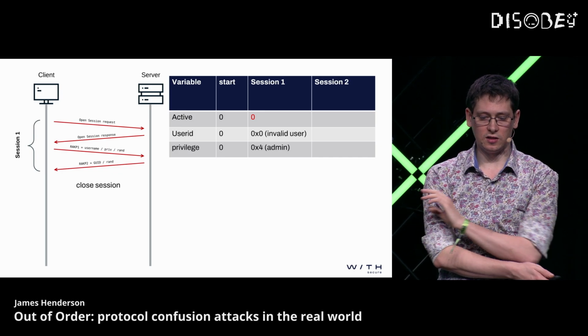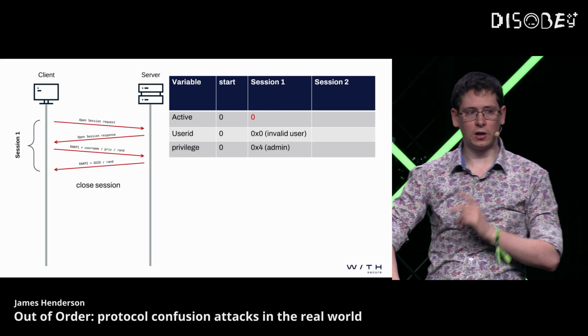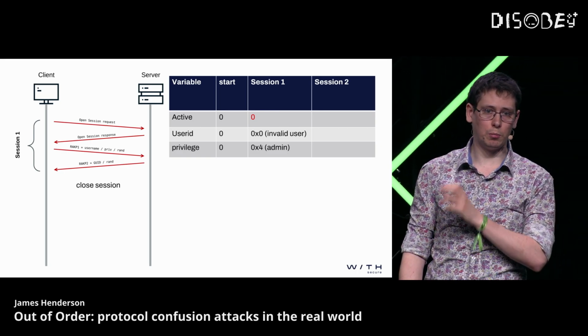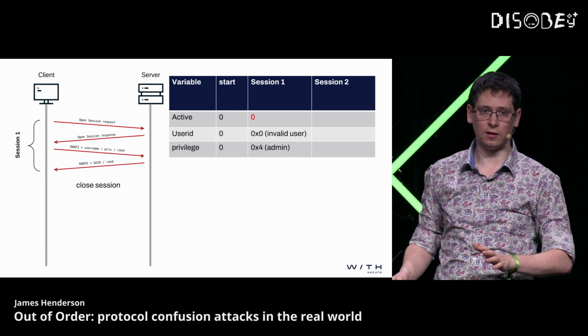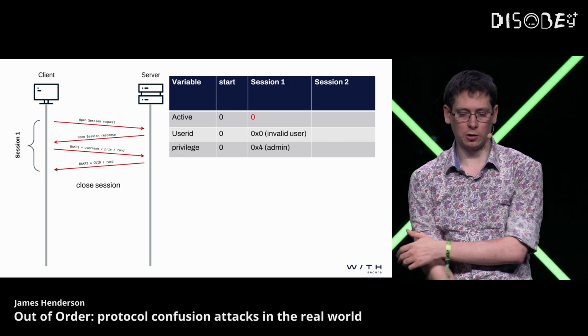User ID 0, it was an invalid user. We're not allowed to go further. However, because of a quirk of how the code worked, it actually assigned our session's privilege level before we did any authentication, really. So we actually leave a 04, which means admin, in the privilege variable.